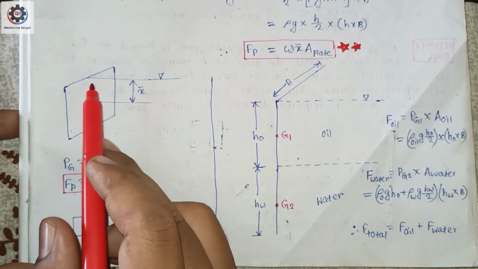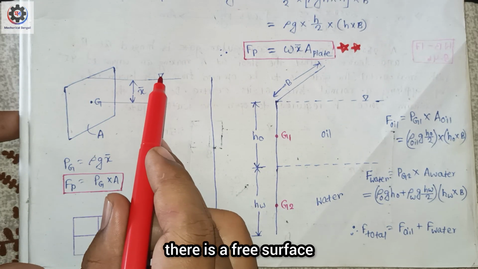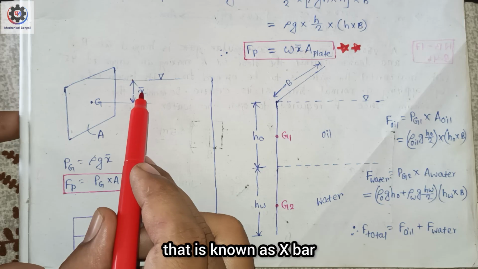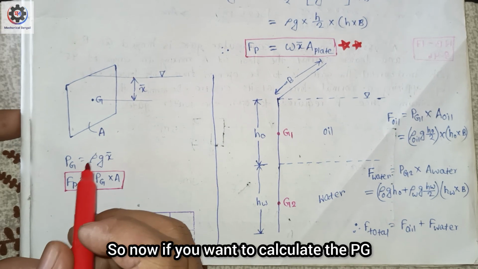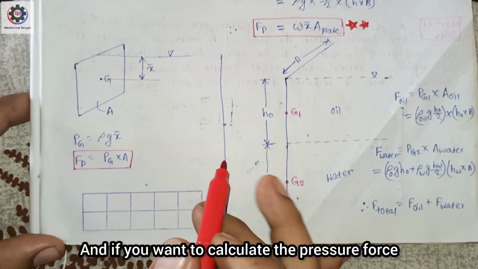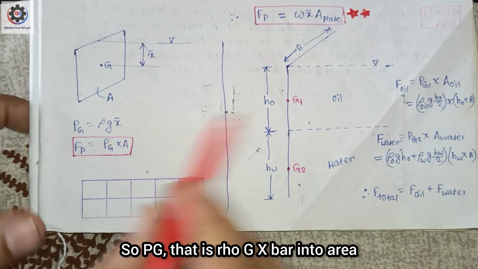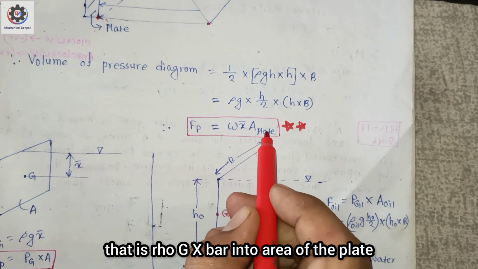Now consider this is one plate and there is a free surface here, and this is the center of gravity. From the free surface to the center of gravity is known as x bar. Now if you want to calculate Pg, that is equal to rho g into x bar, and the pressure force is Pg into area. So Pg, that is rho g x bar into area. This is the same formula, rho g x bar into the area of the plate.